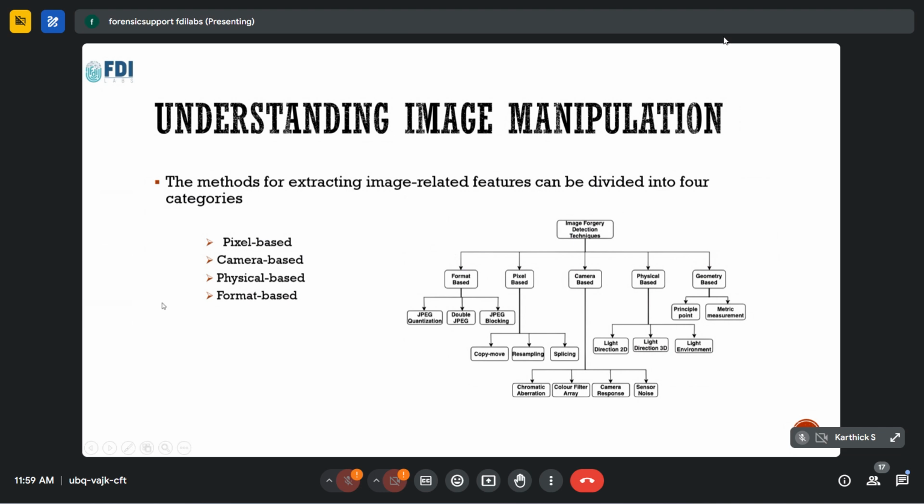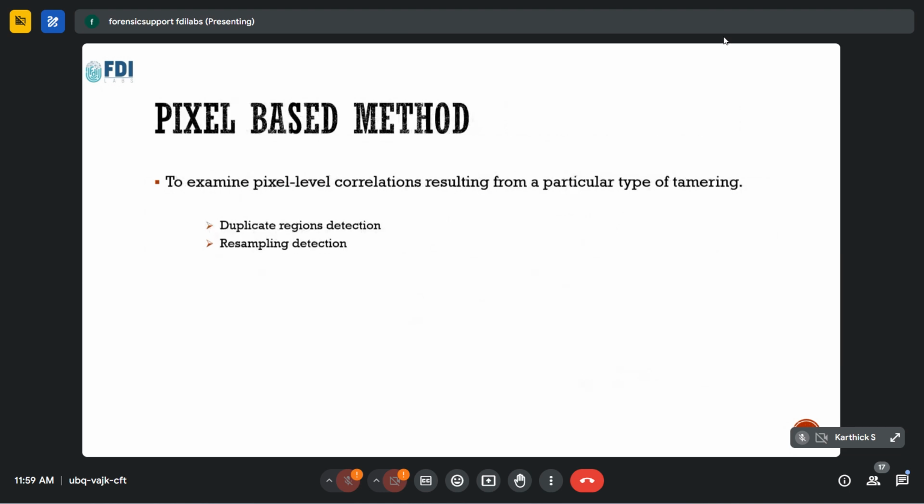And finally, the format based techniques. Here we can see the sub categories of format based techniques: JPEG quantization, double JPEG and JPEG blocking. Format based techniques exploit the pixel level correlations introduced by the specific recompression techniques. This particular topic will go a little bit more in depth, and some of the definitions may be in depth.